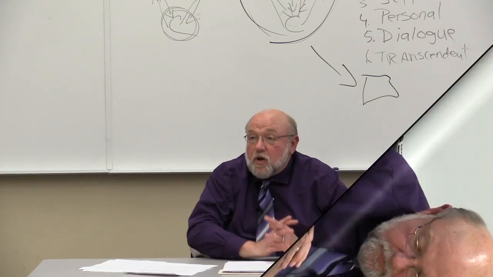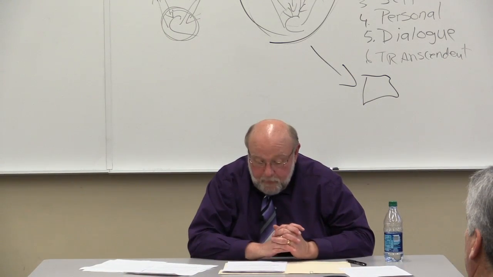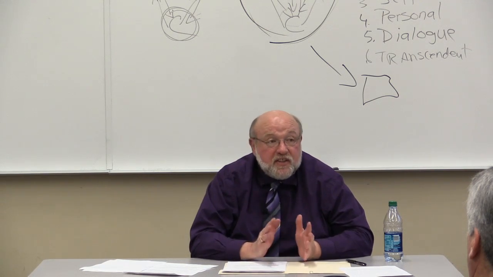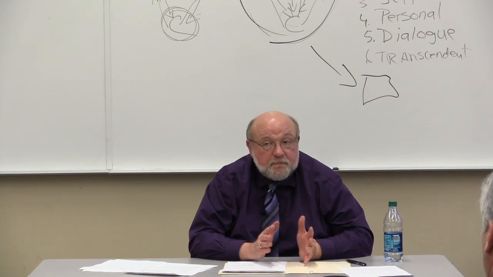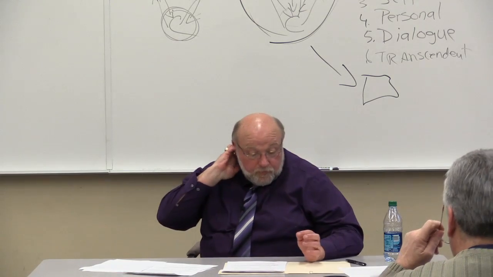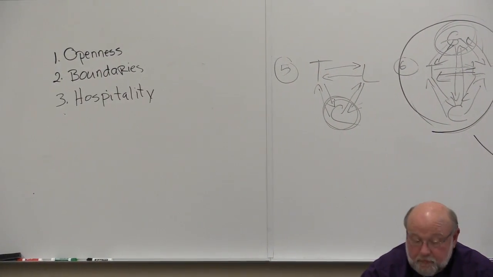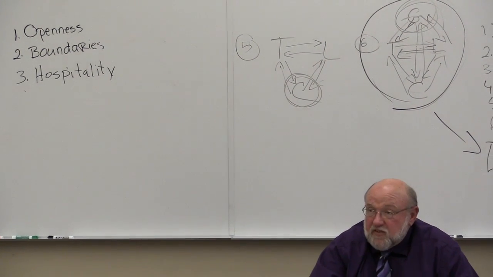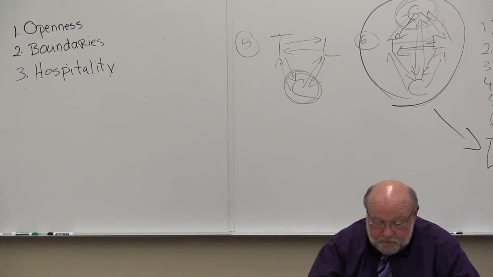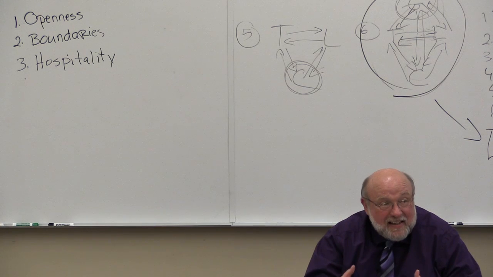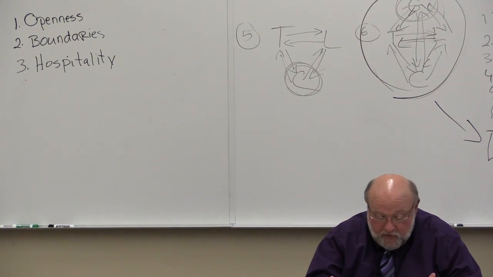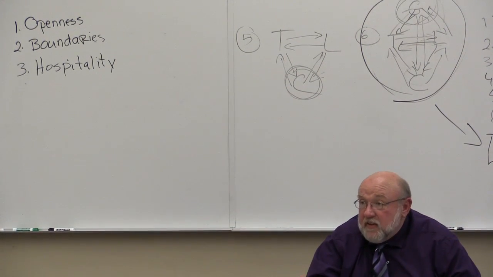All right, Parker Palmer in his book, To Know As We Are Known, outlines three characteristics of a learning space. I wrote them up there on the board for you. The first characteristic of a good learning space is openness. It has to be open enough to see what's going on, to actually be in the space and be part of it, because everything teaches us.